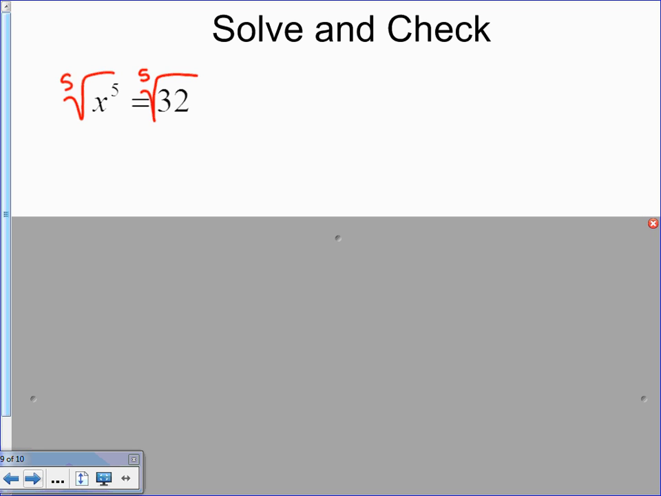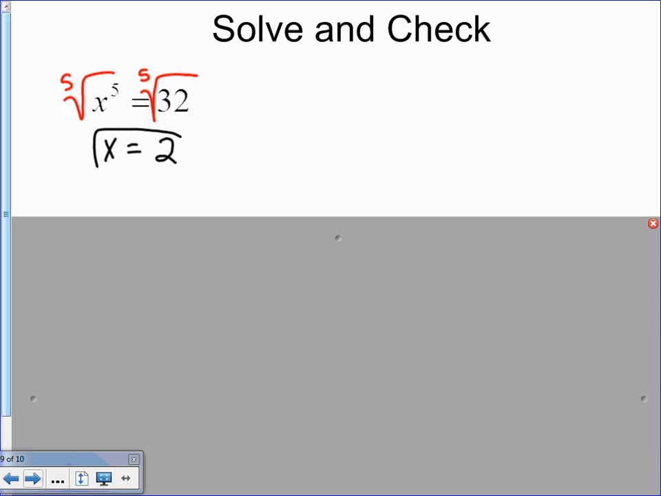And this is where evaluating roots comes in handy. What's the 5th root of 32? 2. So you have an answer. Because it's an odd root, I should keep the sign of the radicand. The radicand is positive, so 2 is the only number that works. Negative 2 will give me negative 32, so I don't include it.